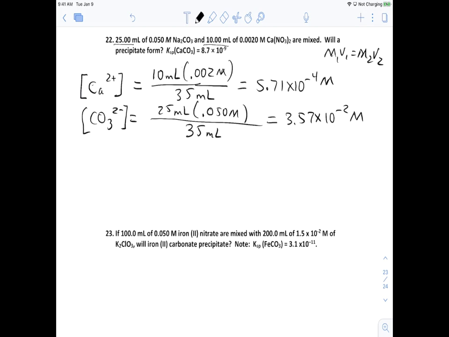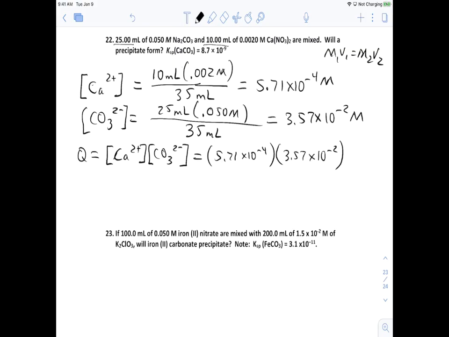All right, so the Q that we're looking for is going to be the calcium times the carbonate, which is just the product of those two concentrations. In this case, nothing is squared. If something had been squared, or if there had been more than one in solution, you would have to figure that out. This one was simple enough.